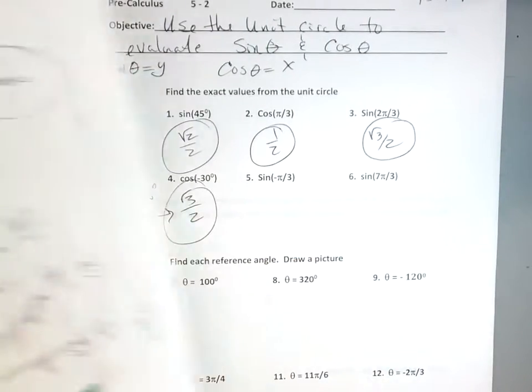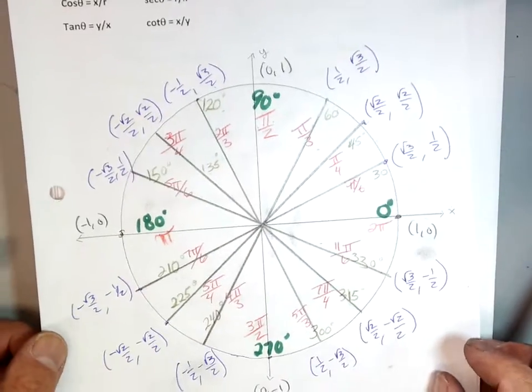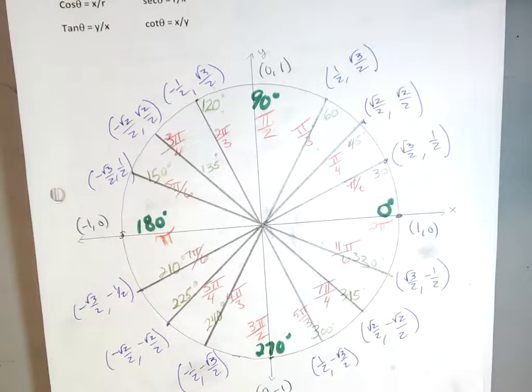Bam! Sine of negative pi thirds. Where's negative pi thirds? Positive pi thirds is this much rotation. So if we go backwards, negative pi thirds would be here, right?